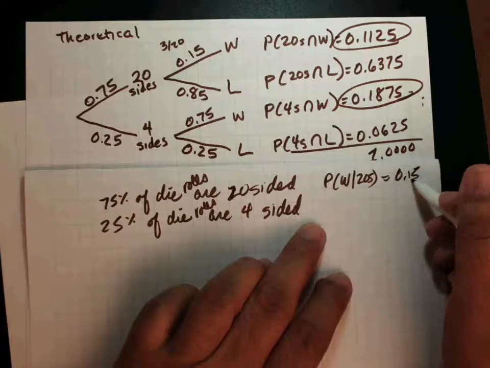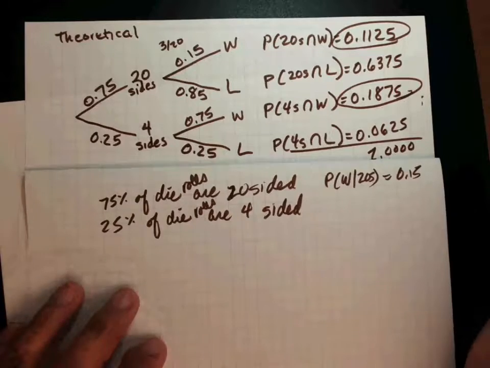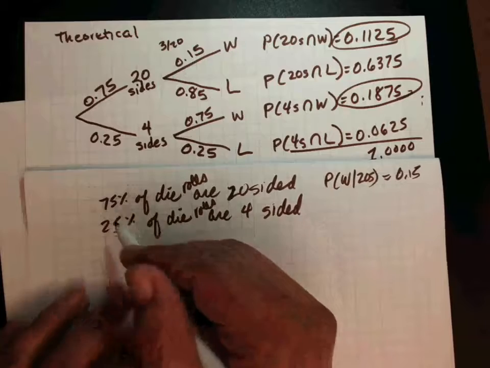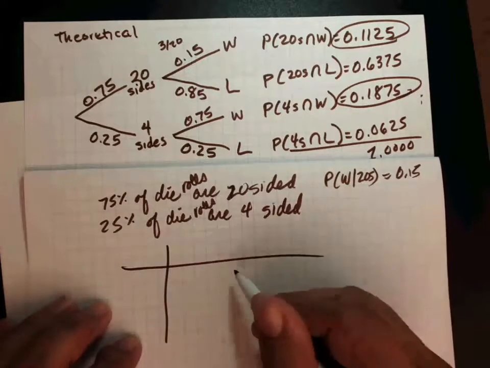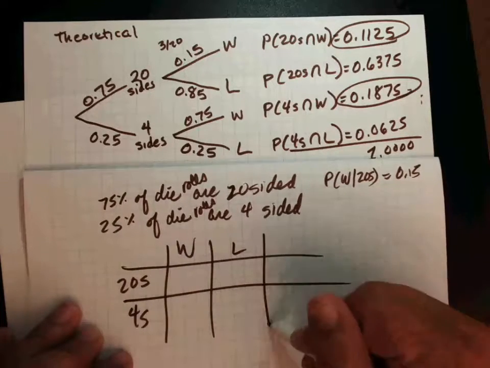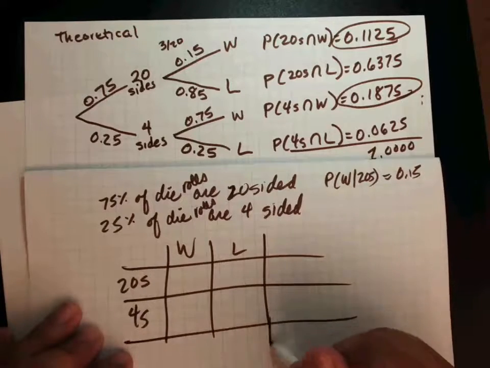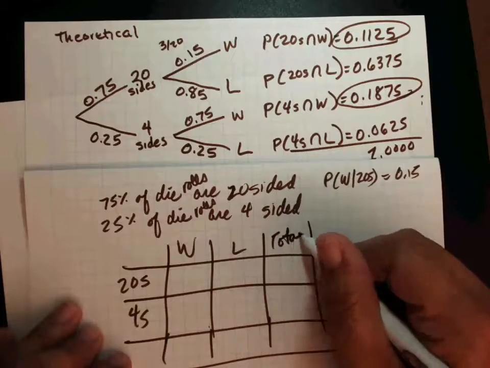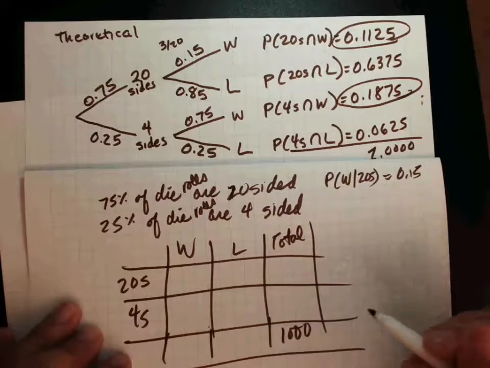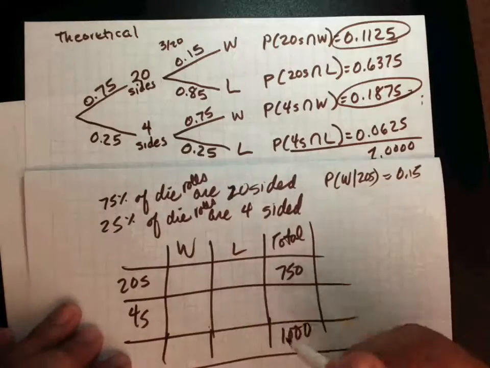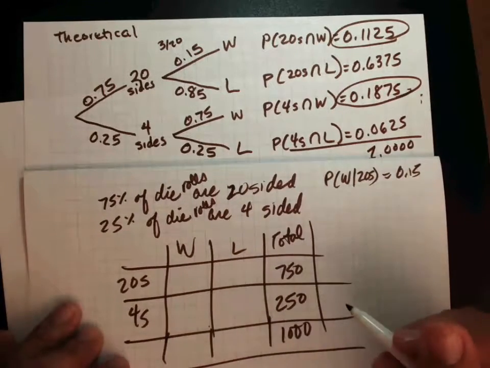the 0.15. So what you could do is take this, and let me start with a big number like 1,000. You'll say, okay, I know I have 20-sided die and four-sided die, and I've got wins and losses, and I'm going to have a total of 1,000 die, so if I have some decimals, it's okay. So I have 1,000 die total. Well, how many come from the 20-sided die? 750, because 75%. 250 here.